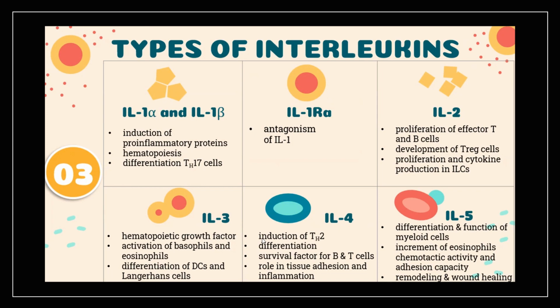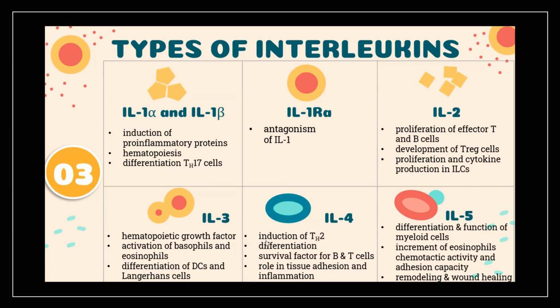For the interleukin 2, they have the major function of proliferation of effector T and B cells, development of regulatory T cells, and proliferation and cytokine production of innate lymphoid cells. They are targeting CD4 and CD8 T cells, NK and B cells, and innate lymphoid cells. They originate from the helper T cells.